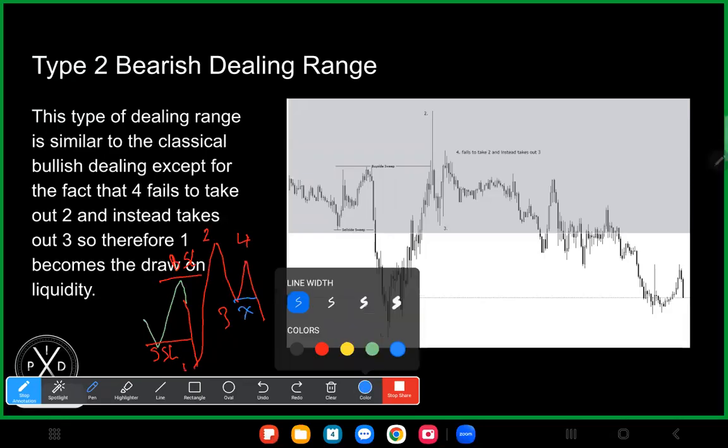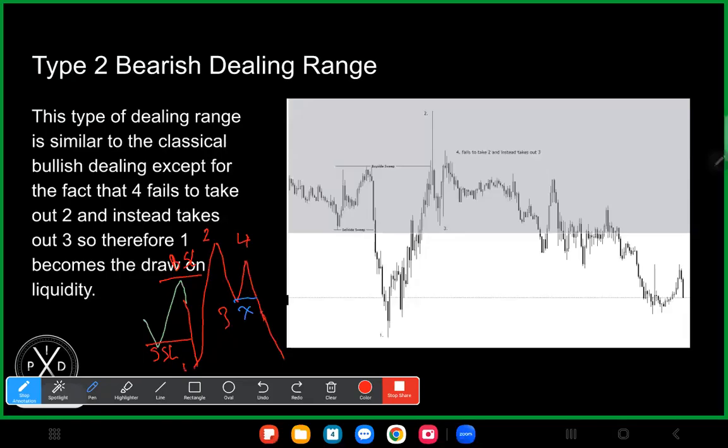So when that happens, 1 becomes the draw on liquidity. And then we see that price draws towards this level. And then that's what we see there. So in this example, it hasn't exactly taken out 1 yet, but we can see that price is clearly drawing to that level. And that's the logic that I kind of want to illustrate.